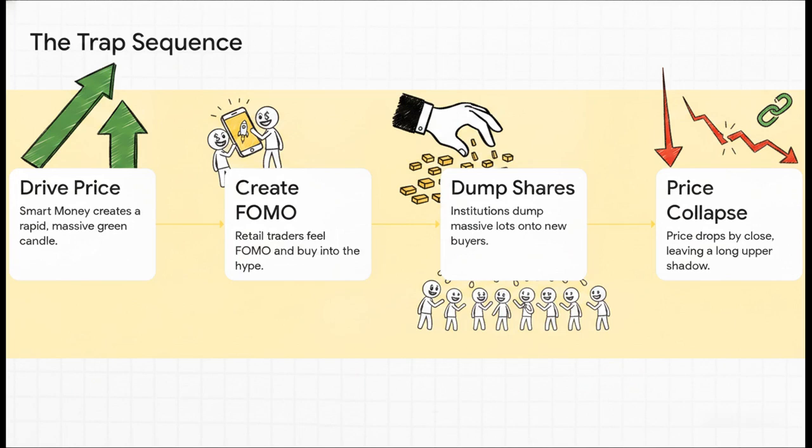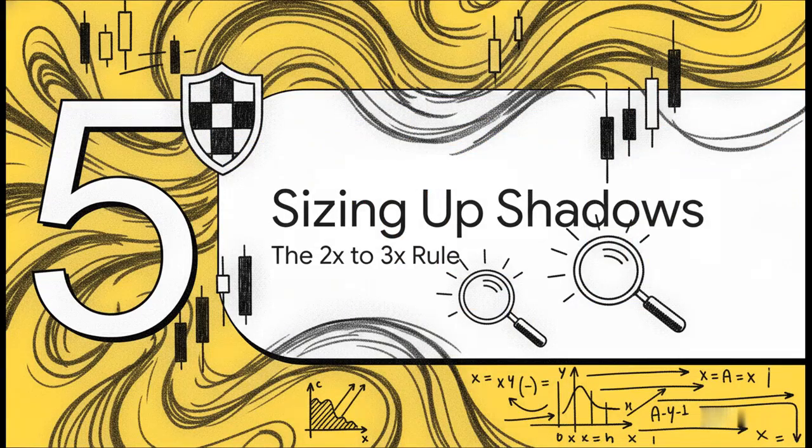Step 4. Because the institutional selling pressure is so incredibly heavy, the price completely collapses by the time the market closes. So what looked like a giant, unstoppable green body midday shrinks all the way down, leaving behind a massive, deceptive upper shadow. And just like that, you realize you bought the absolute peak of the trap. So how do we spot this before it's too late? Let's move to part 5, sizing up the shadows.